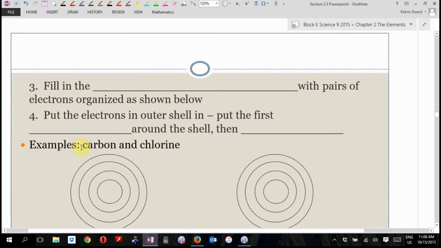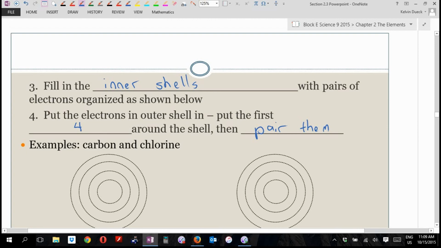Then what you're going to do is you're going to fill in the inner shells with pairs of electrons, and then it says organized as shown below. I'll show you in a second. Then you put the electrons in the outer shell in. You put the first 4 around the shell, and then you pair them. A picture is worth 1,000 words.